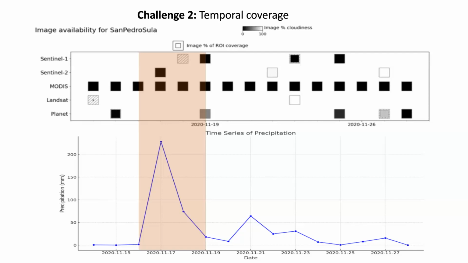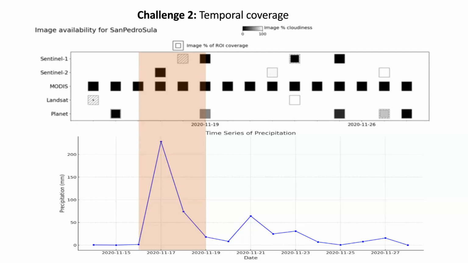And this is the precipitation corresponding to this flood event. We can see the peak actually happened over here. So what this shows is that using just one sensor, there will be a huge gap. So what we're trying to do is combine different sensors to make this gap smaller.